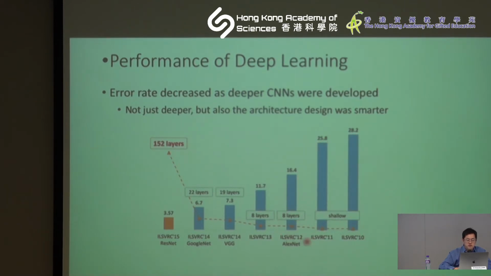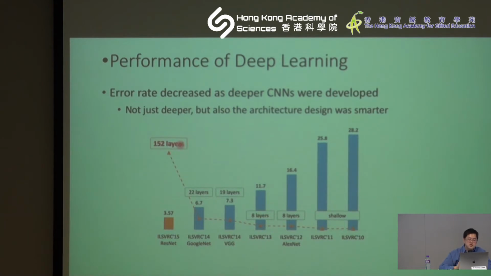This is the first year that someone used a neural network, and the error jumped significantly to 16%, using only 8 layers. Then as we go further and further, you can see the error rate decreases. Up to here, it's like 3.5%, so better than human performance. Over the years, the number of layers that we used is increasing. It goes from 8 to 19 to 22, and then this ResNet has 150 layers.